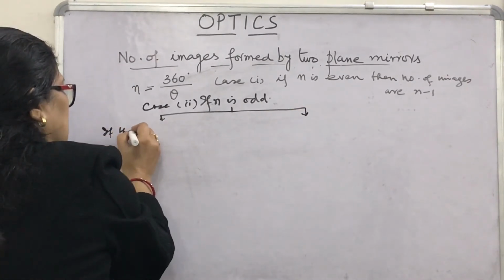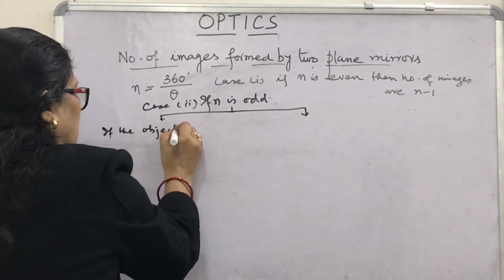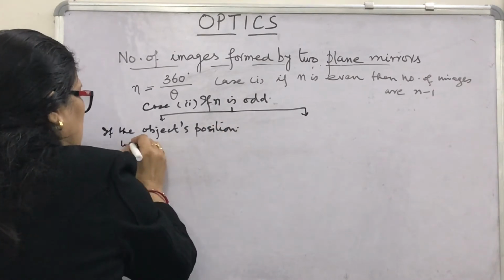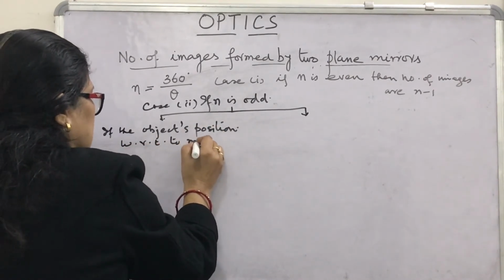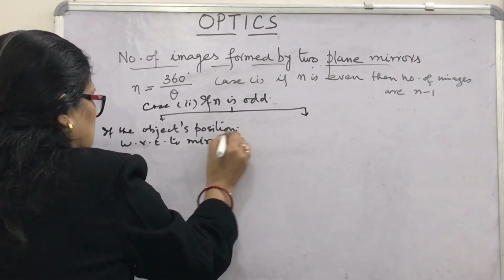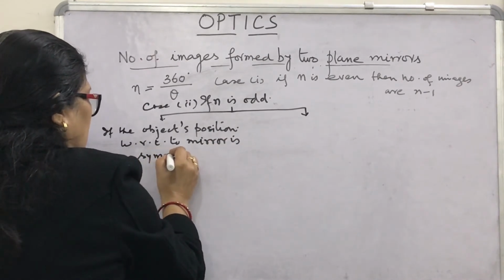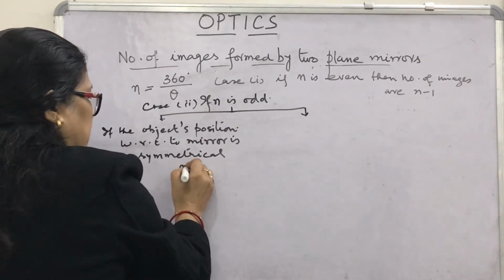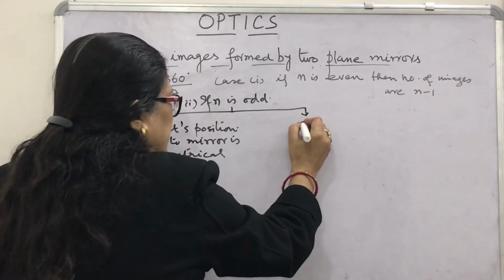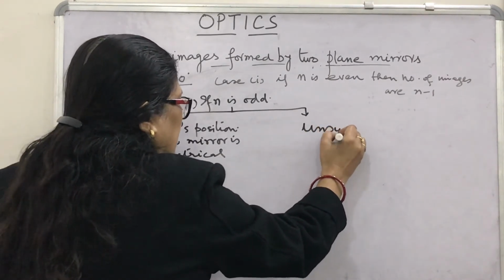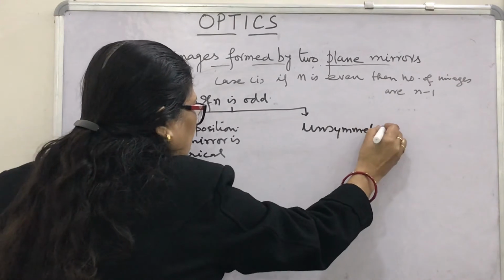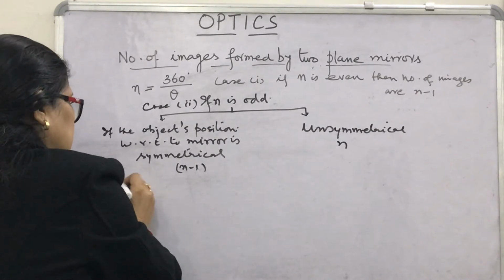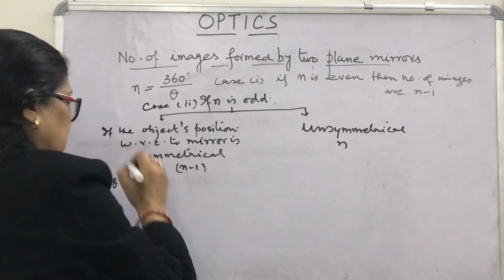If the object's position with respect to mirrors is symmetrical, then n-1 images, and if unsymmetrical, then n. How? Let's take the case where the angle between the mirrors is 120 degrees.